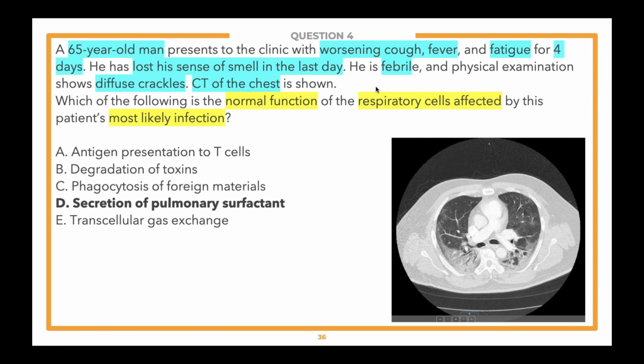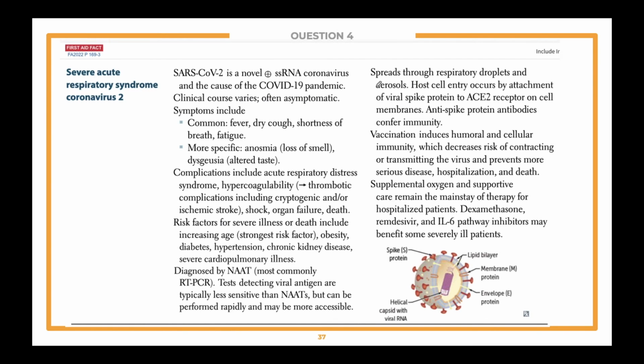Now, if we take a look at the next table, this is one of the nice new additions: First Aid actually talks about this. It talks about the symptoms you would see, and how these patients can develop respiratory distress. It also goes into a little bit of the virology, how it spreads and how it enters cells. As you can see in the second column, host cell entry occurs by attachment of the viral spike protein to the ACE2 receptor.